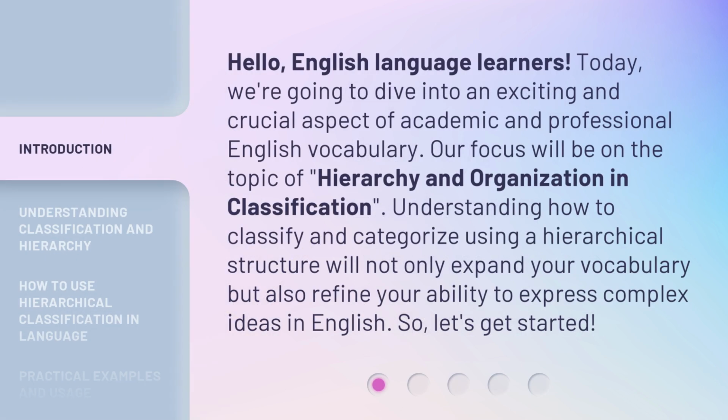Hello, English language learners. Today, we're going to dive into an exciting and crucial aspect of academic and professional English vocabulary. Our focus will be on the topic of hierarchy and organization and classification. Understanding how to classify and categorize using a hierarchical structure will not only expand your vocabulary but also refine your ability to express complex ideas in English. So, let's get started.